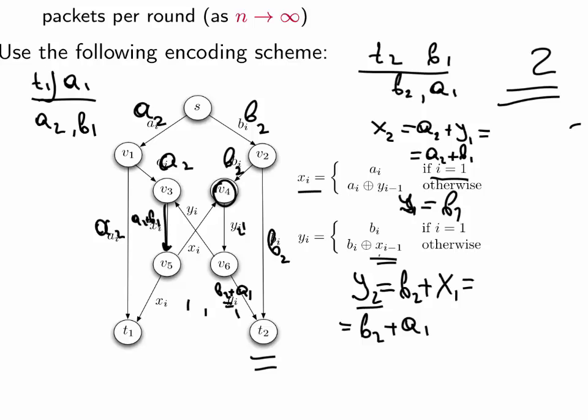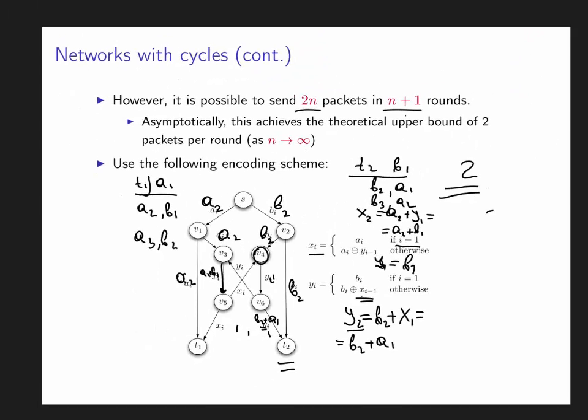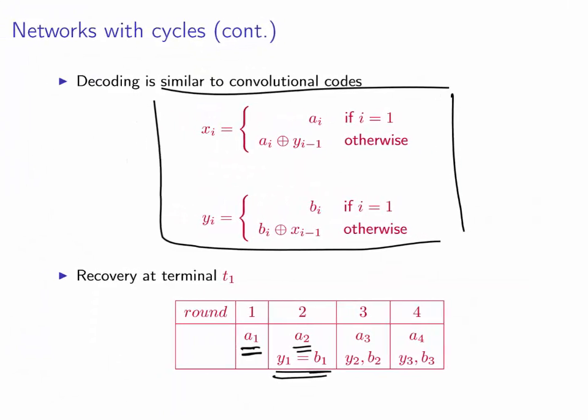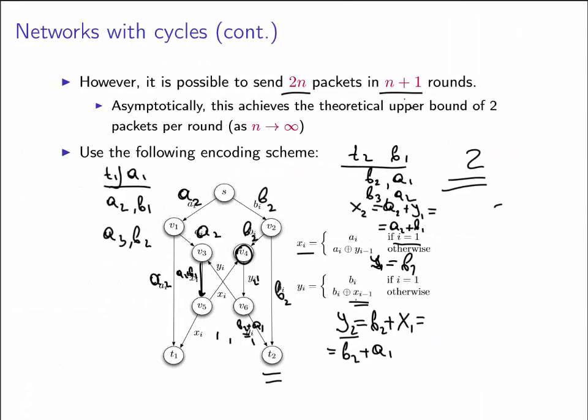So if we analyze it further, we'll see that at each round, the destination node will be able to get, for example, T1 will be able to get A3 and will decode B2, and destination node T2 will be able to receive B3 and A2. So in each round, we will be able to decode packets that were transmitted in the previous round. So we'll have certain delay until we are able to decode everything, but still asymptotically we will be able to receive all of the packets.